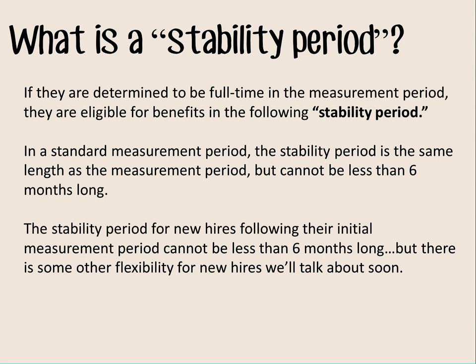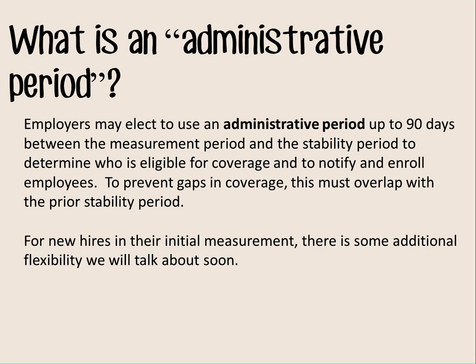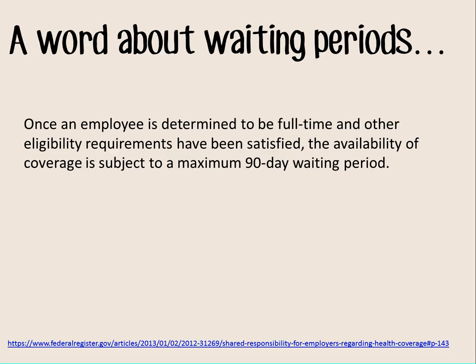There's some flexibility in how we measure that, but for new hires as well, that stability period cannot be less than 6 months. There's also a concept of an administrative period. The idea behind the administrative period is this is a period of up to 90 days to allow an employer to determine eligibility, get people enrolled, etc. That again can be up to 90 days, and to prevent gaps in coverage, this administrative period must overlap with the prior stability period. We're going to lay all this out momentarily. It's also important to note that when we talk about new hires, we have some additional flexibility here in terms of how we design that process.